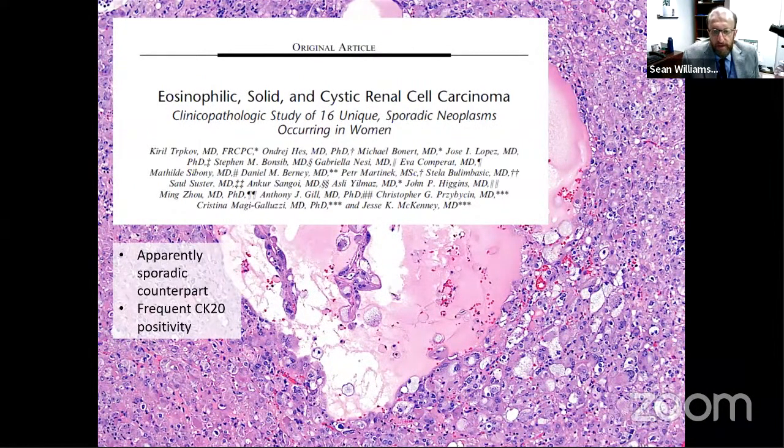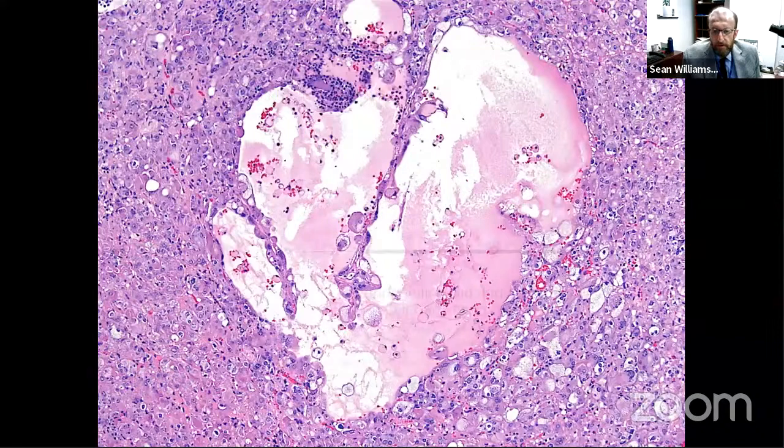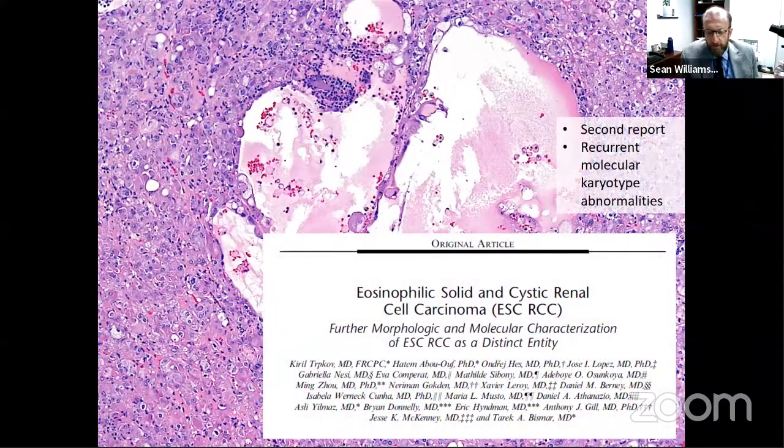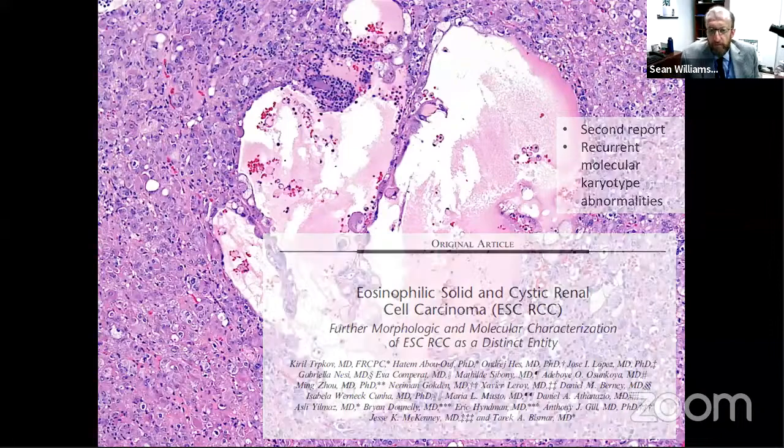And one of the interesting findings that was noted is that they are frequently positive for cytokeratin 20. And if you're like me, you probably have very rarely used cytokeratin 20 immunohistochemistry at all until the recognition of this entity. But now that we're aware of it, I think that's a helpful tool to at least sometimes recognize this entity. So Kirill Tripkov and colleagues again also described a second cohort with further morphologic characterization and looking at molecular karyotype abnormalities in the second paper.